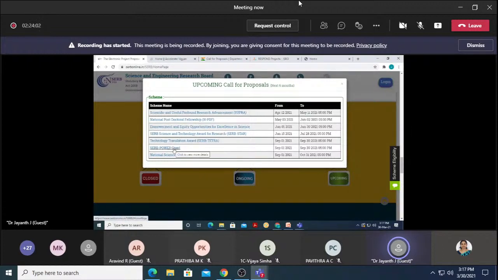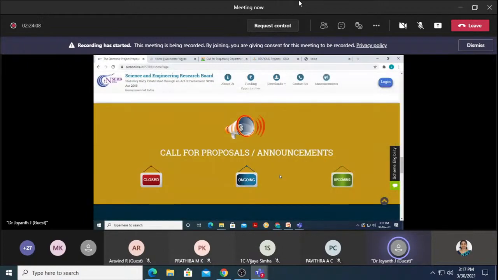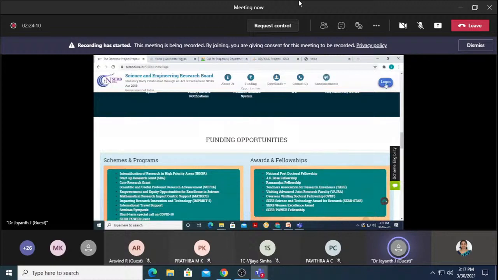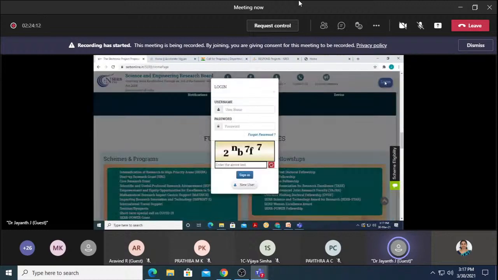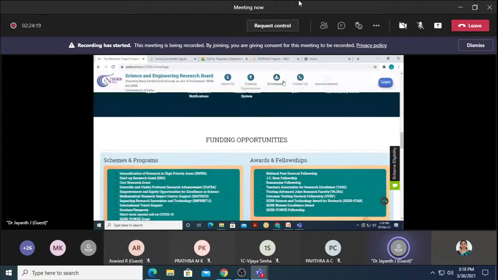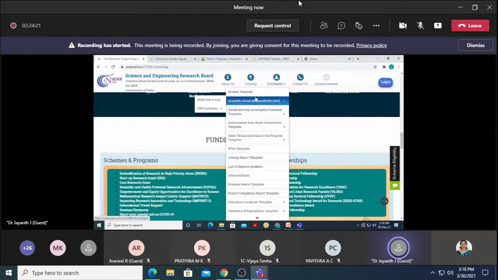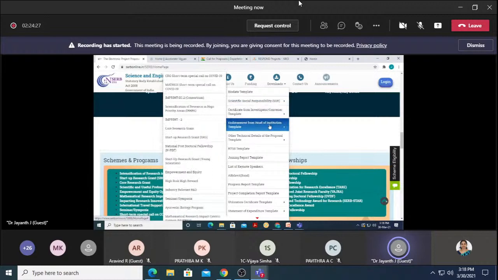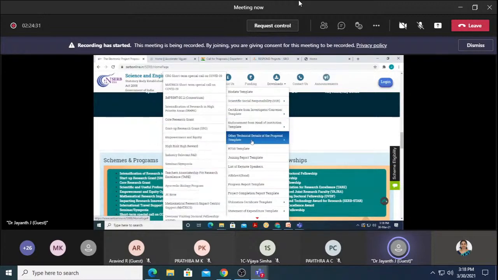You have a SERB grant. The next one is the National Science Chair. So these are the schemes which are ready to work on. What you need to do is just log in, create your new email IDs or login IDs, and try to work on the proposal. For example, if I don't get any format or template, you can just go to the downloads and see what things you need, for which scheme, and what formats need to be developed.